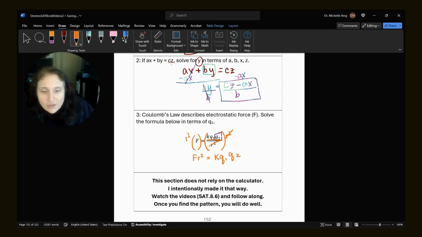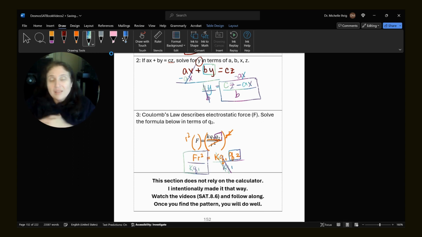And this whole thing was like its own idea. So now we can just get rid of anything that's in front of the Q2 because it's multiplication. We'll just divide by KQ1. So these cancel and these cancel. So we just put that on the side and this problem is done.